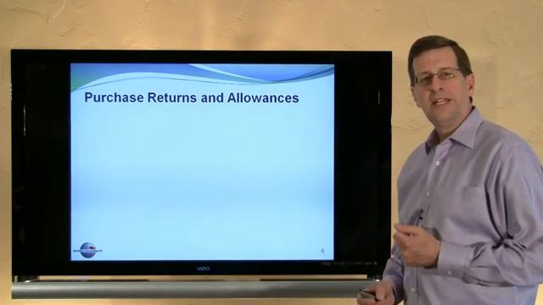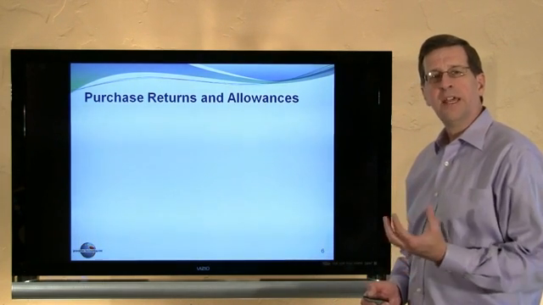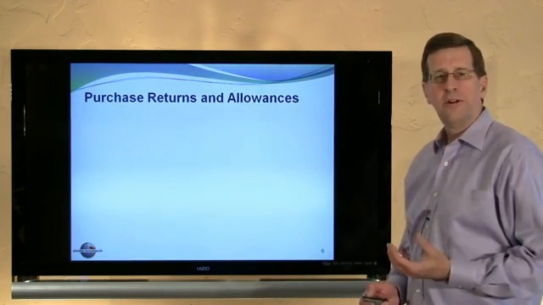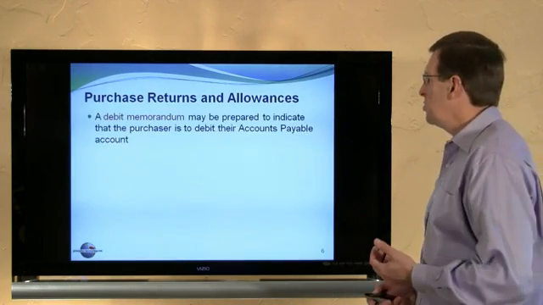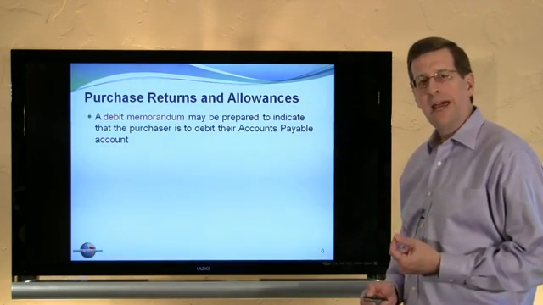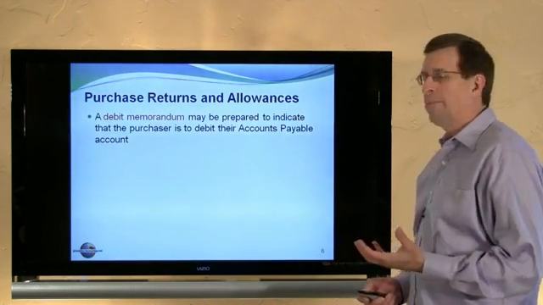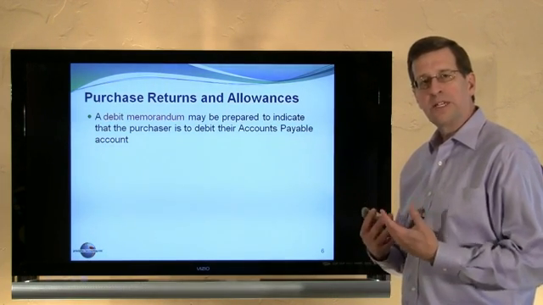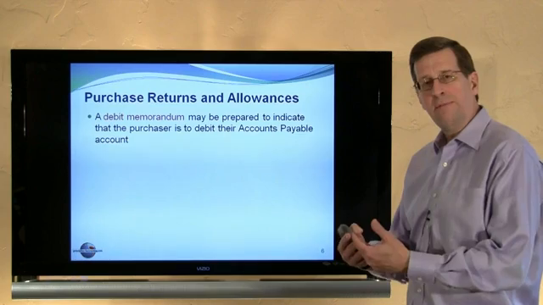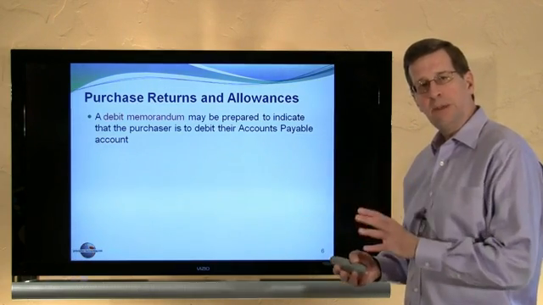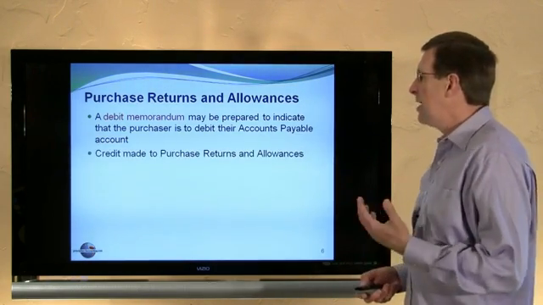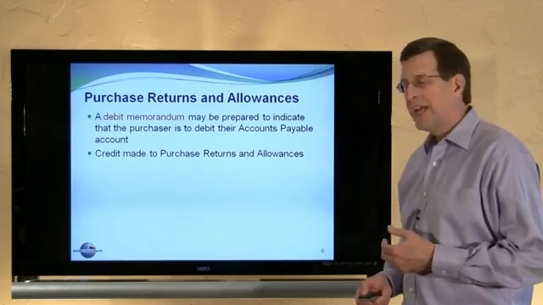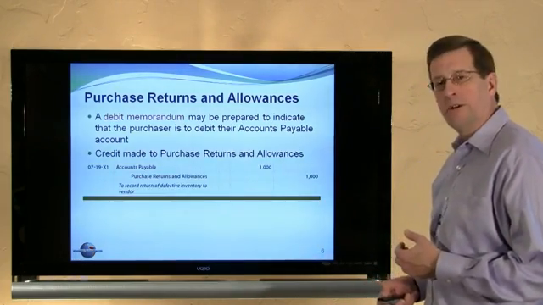Now let's turn our attention to purchase returns and allowances. These would be goods that we've purchased and returned to our supplier. How do we account for this transaction? First, we might prepare a debit memorandum to indicate to the purchaser that we are debiting their accounts payable account. On our books, our accounts payable reflecting what we owe them is being debited. It's meaning we're reducing the payable, we're not intending to pay because we've returned the item. The offsetting credit to that debit is to purchase returns and allowances.